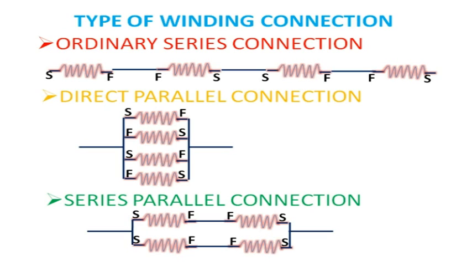And the third type will be a combination of both series and parallel connection. Here two coil groups will be connected in series, then the other two will be connected in series, and finally they will be connected in parallel. In this type of connection, we are making an effort so that pole formation takes place properly. And you can see that series connection is for low capacity, parallel connection for high capacity, and series parallel for medium capacity motors.